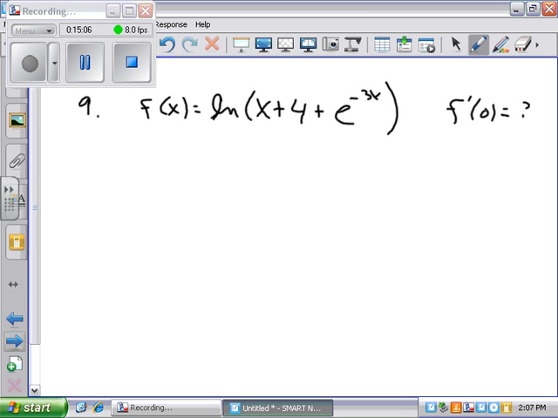Number 9, we have to know how to take the derivative of a natural log. After we do this, we have to plug in 0. So what is the formula that I have to know to be able to do this? If you want to take the derivative of the natural log of u, what does it equal? U prime over u. Thank you.